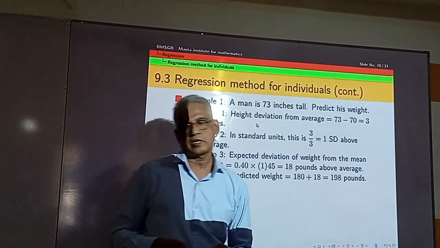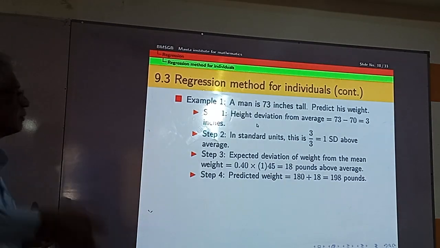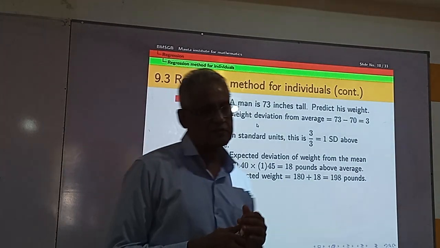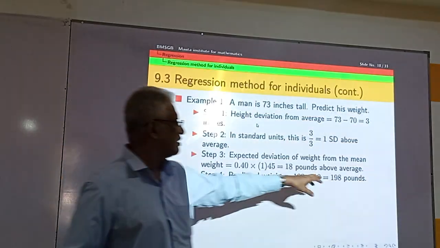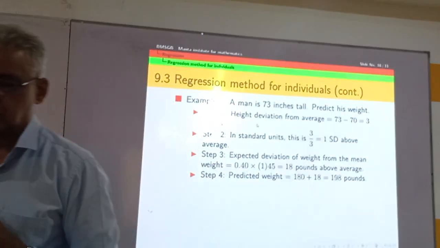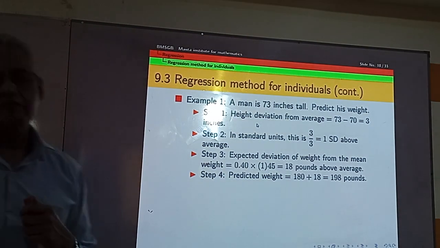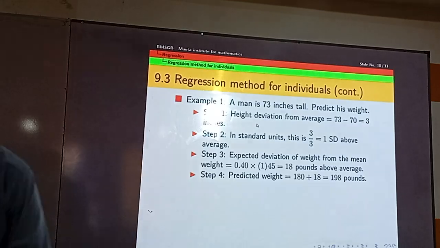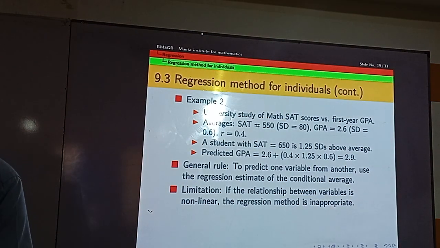that is 18, so 198. So if, for example, you consider all the people whose heights are 73 inches, then the predicted average weight will also be the same number. If you just consider one person, still we cannot do more than that. We just predict it by the average in that case. 198. So this is another example.